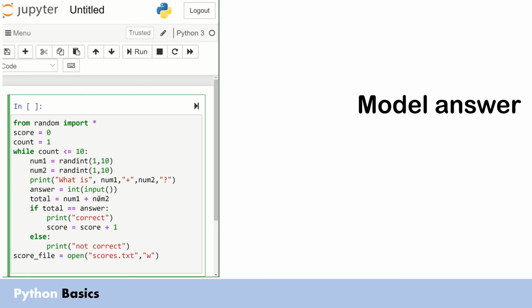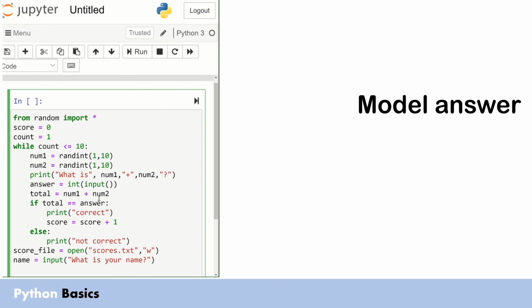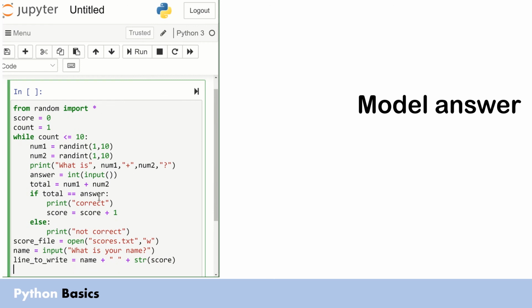So I'm going to ask for the name equals input, what is your name? And then I'm going to have line to write, which is going to be the name plus a space plus the score. Now notice I've cast the score to a string, because if I didn't do that, I'll get a casting error because I can't add a number and a string together. Also, if I don't put a space in between them, they will be right next to each other.